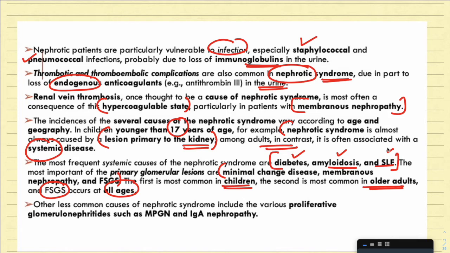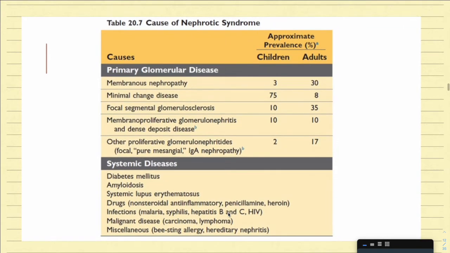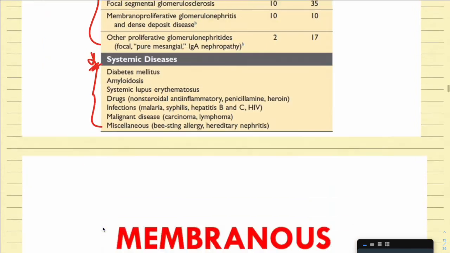There are other less common causes of nephrotic syndrome, for example, membranoproliferative glomerulonephritis as well as IgA nephropathy. The causes of nephrotic syndrome, I am not repeating again, you can go through this chart. It can be primary glomerular disease, these are the causes, and you can have systemic disease, which are also causes of nephrotic syndrome, which I have already discussed in detail.